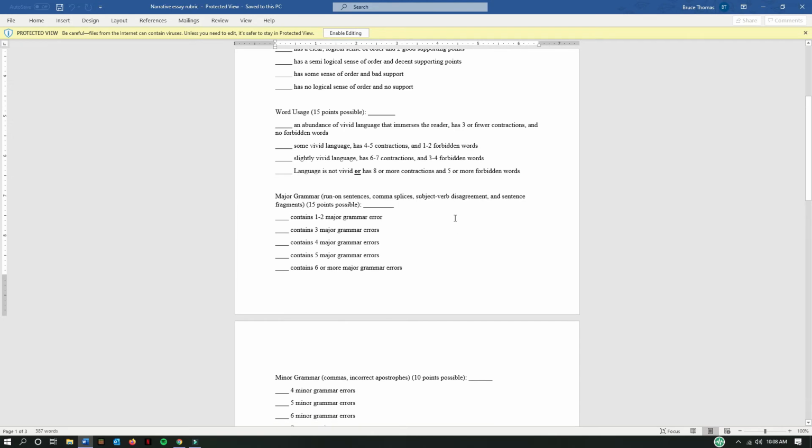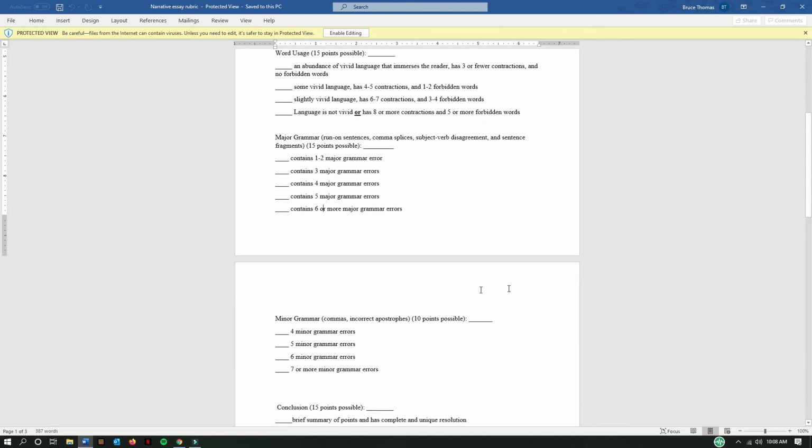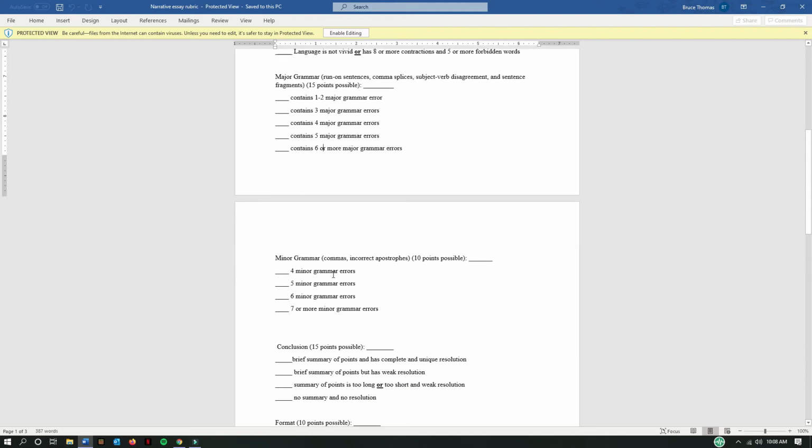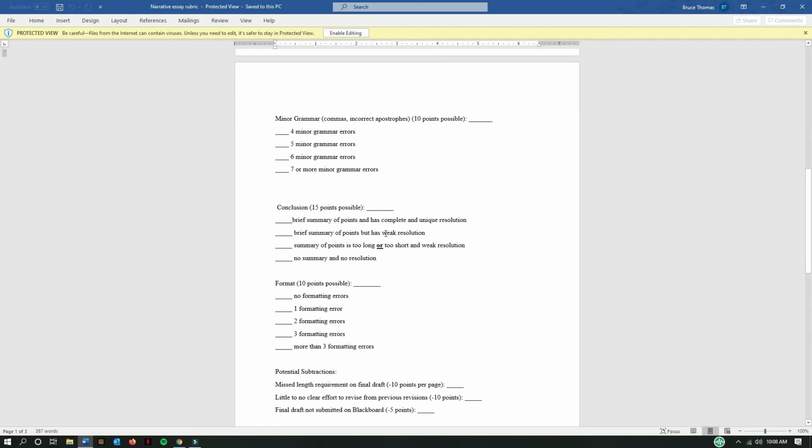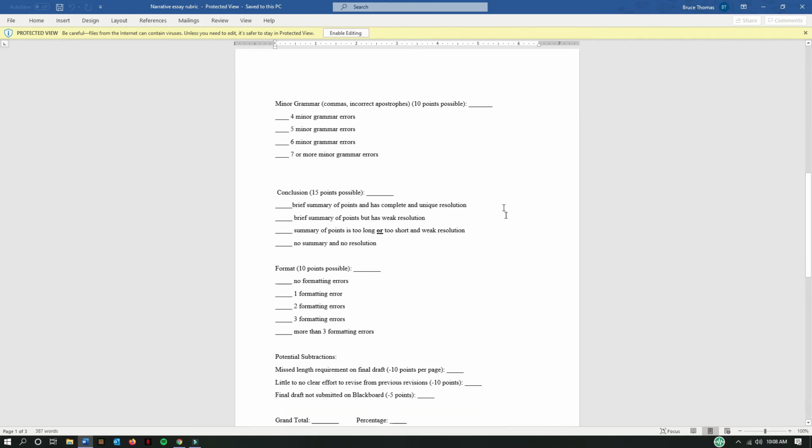Major grammar errors: run-on sentences, comma splices, sentence fragments, all of that stuff. I only allow you 1 to 2 in this essay. Any more than 6, and it's an F. For this section, minor grammar errors, that's like incorrect comma placement, incorrect apostrophes, that kind of thing. I said I wasn't going to go over this, and here I am going over this.